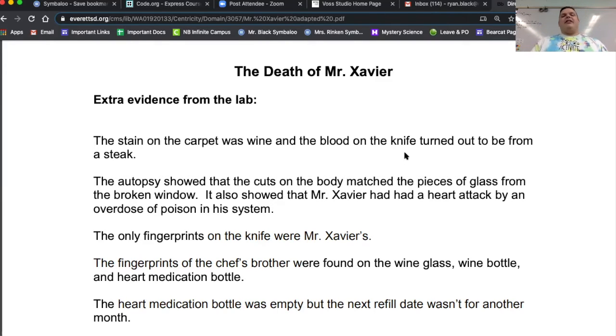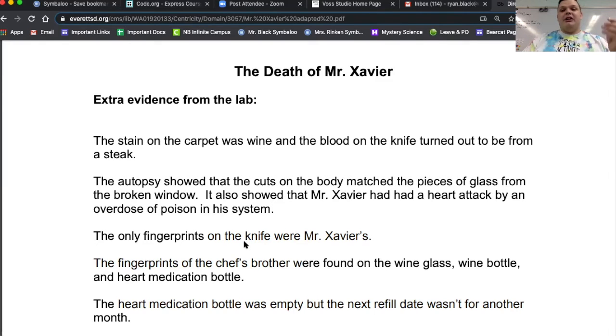That's your claim and your evidence. So the actual answer to the end of this is that Mr. Xavier was killed by the chef's brother. The chef came in, the chef let his brother in, and the chef's brother crushed up extra heart medicine and put it into the steak, and he ended up putting it into the wine. That's why he had no heart medicine left.